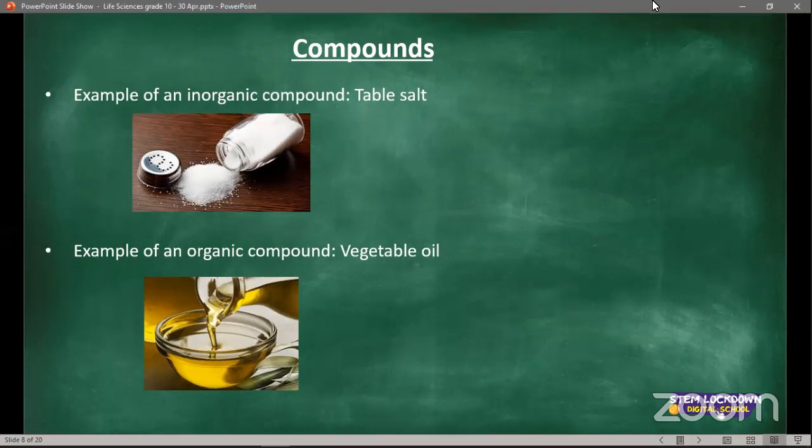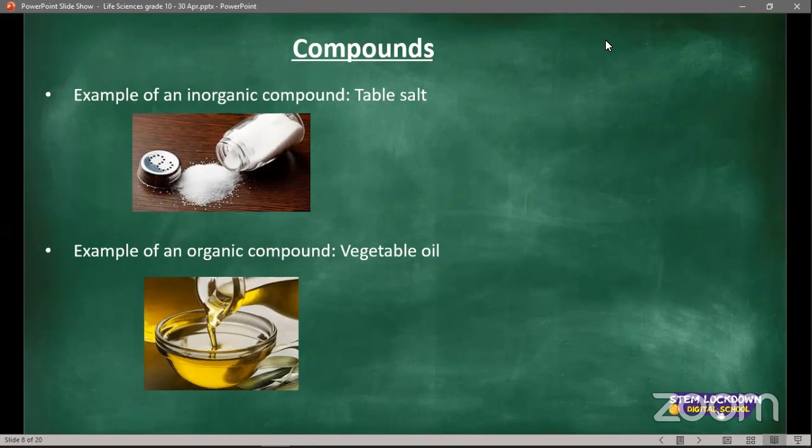So examples of these compounds, looking at this example here, you guys are familiar with it. These are examples from our everyday lives. This is an example of an inorganic compound, which is table salt. The chemical name for that is sodium chloride. Yes, Tyrese, it's NaCl, sodium chloride. This is an example of an inorganic compound because it doesn't contain the element carbon.